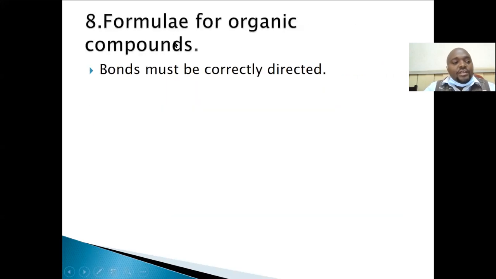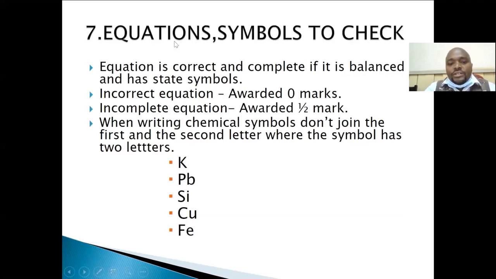Next, another term which you can be given, we have equations. When you are told to write an equation, an equation is correct and complete if it's balanced and has state symbols. If it has no state symbols, then you will be awarded half a mark. That will be in a complete equation. While in a correct equation, you are awarded 0 mark.